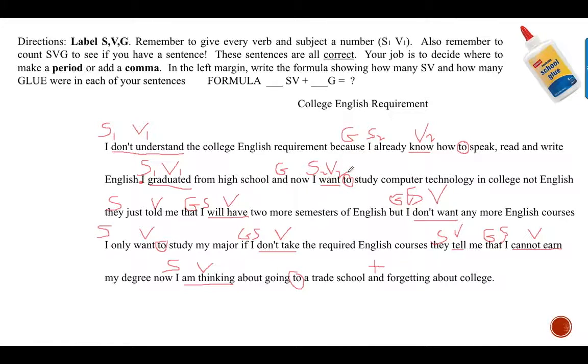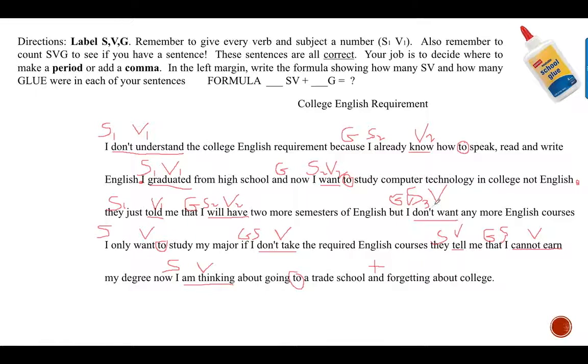I want to study computer technology in English, in college, not English. They, there's no glue. Now, remember, glue doesn't always come between two SVs, but it usually does. So in this case, we are going to put a period here. And we'll start again. They, and of course, you'll put a capital. S1, V1. Oh, sorry, I forgot to underline told. There's your glue. So there's your 2 and 2. 2 more semesters of English, but there's our glue, so we can keep going.